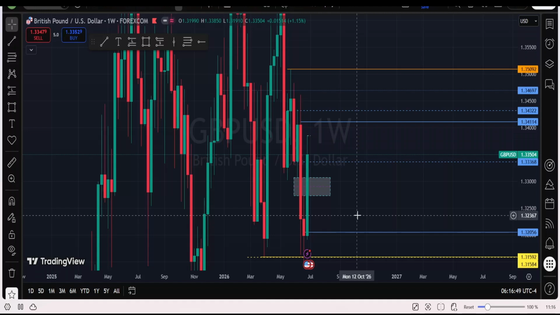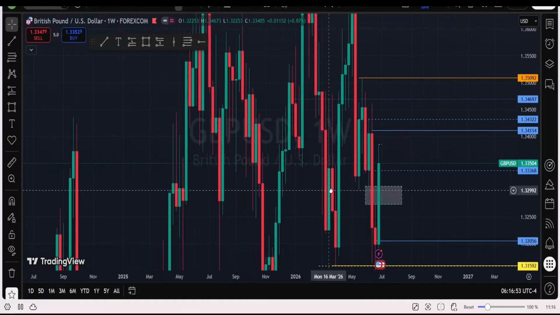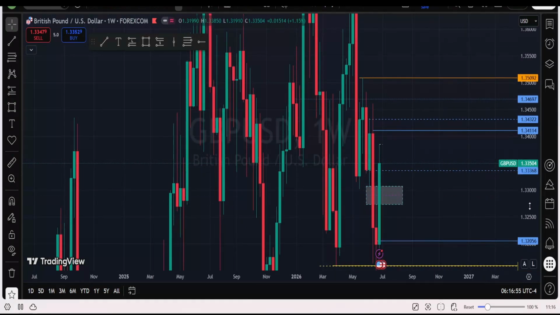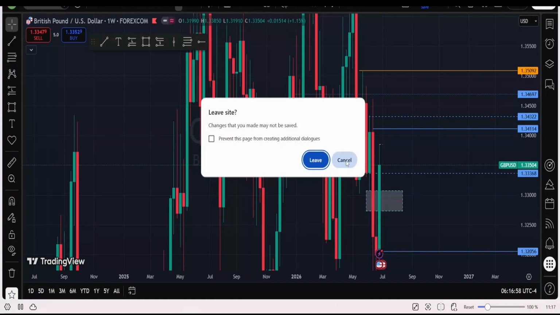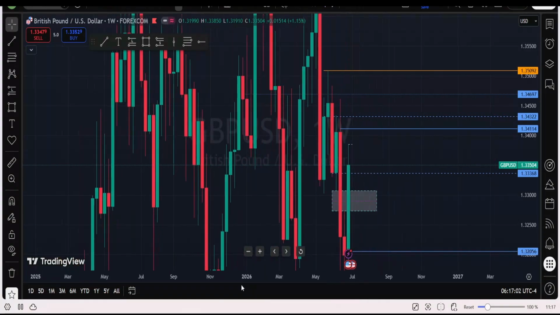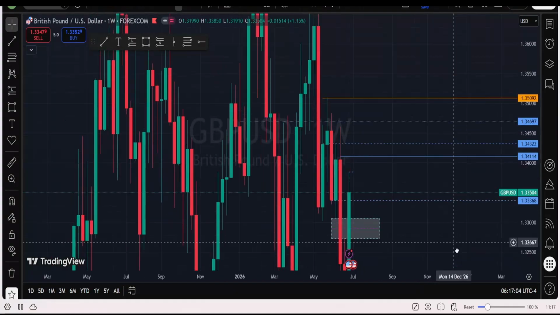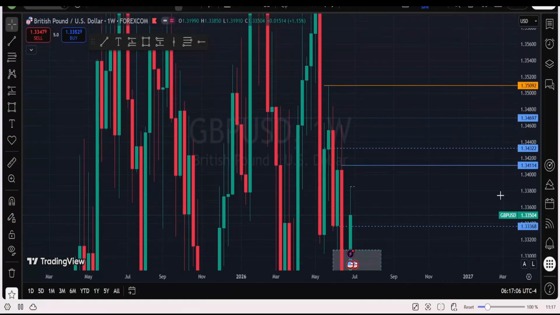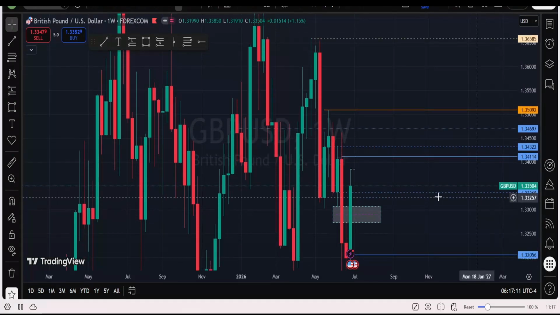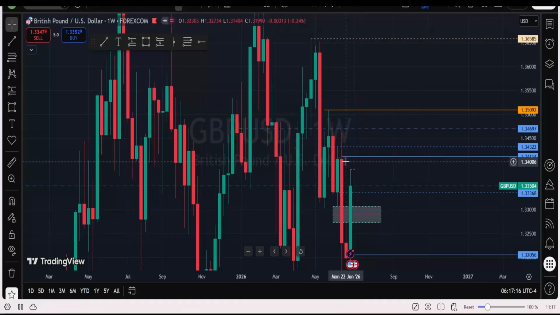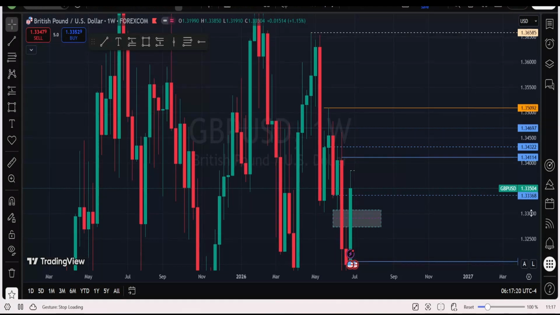So here we are on British pound USD, and remember we always said it's not price prediction. We are not predicting price. We are just mapping out liquidity, choosing to trade structure over speculation and not the opinions out there. Like we've said on Nasdaq, we've been able to narrate what our narrative is. So what is it that we are looking at on British pound USD this week?